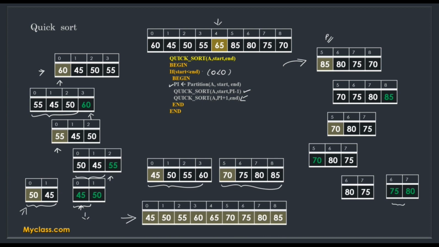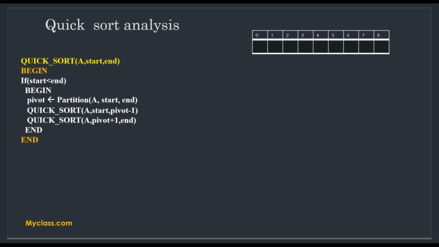Hope it is clear. Now we want to do the quicksort analysis. In the introduction part, I told that our worst case time complexity is order of n square, but the best and average case complexity is order of n log n. Now let's analyze that first.